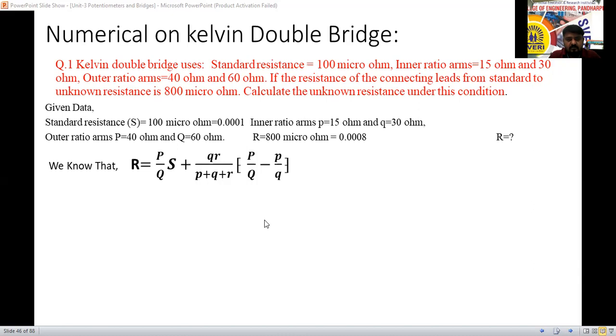Anyone got the answer? How many of you are doing the calculation? Raise your hand. Two persons. Only two persons are doing the calculations. What are the other people doing?